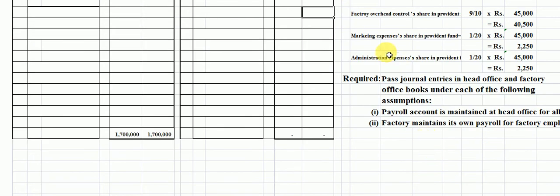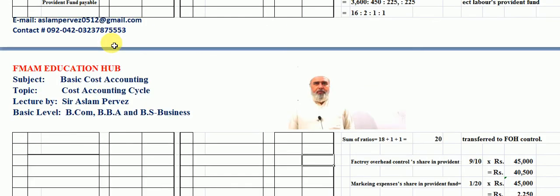Now, marketing expenses' share in the provident fund is 1 out of 20 multiplied by 45,000 rupees. The amount is 2,250 rupees, and the same amount for admin expenses, 2,250 rupees. Now students, we have to pass these distribution entries in the books of head office and factory office here.